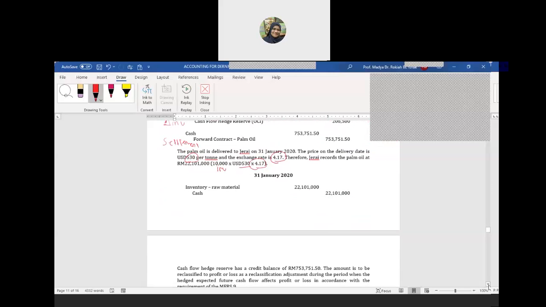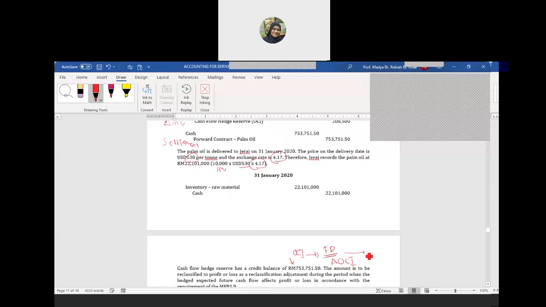Okay, and then it said that what you have at the end, the cash flow hedge reserve has a credit balance of 753,751. The amount to be reclassified to profit or loss as a reclassification adjustment during the period when the hedged expected future cash flow affects the profit or loss is in accordance with the requirements of MFRS 9. So the gains that you have here will be in other comprehensive income. So when you prepare the statement of financial position, you're going to transfer to accumulated other comprehensive income.